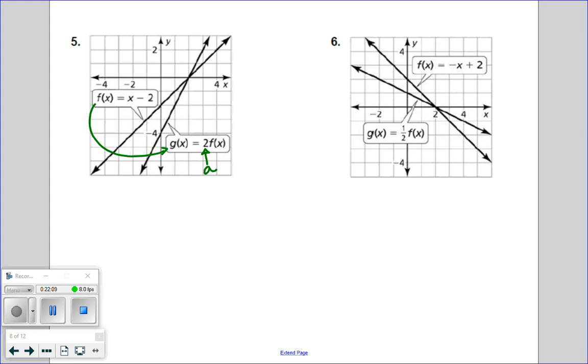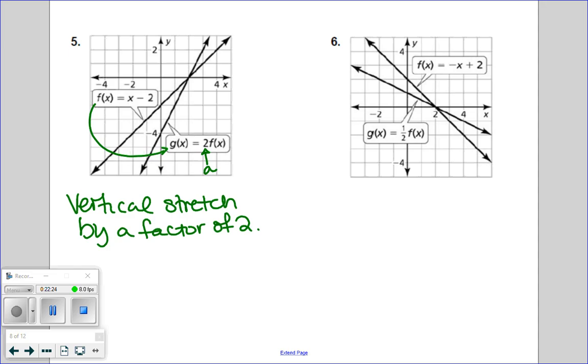So if we see that a value of 2, which is greater than 1, we just know this is a vertical stretch by a factor of 2. Okay? Awesome. What about number 6?